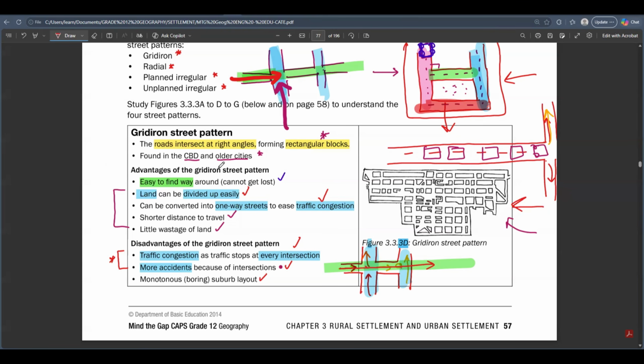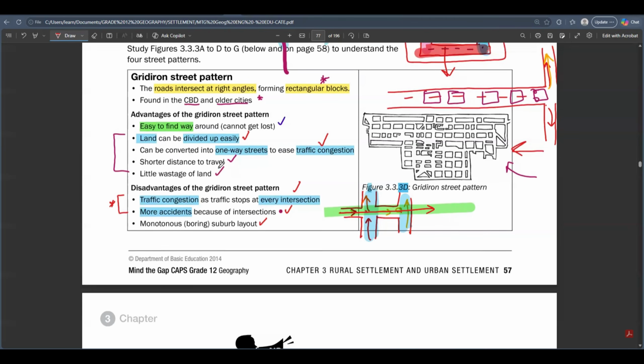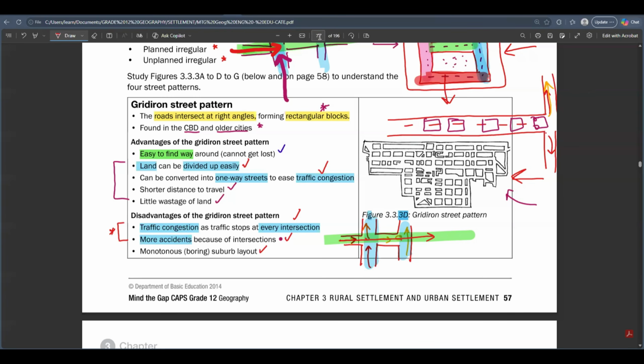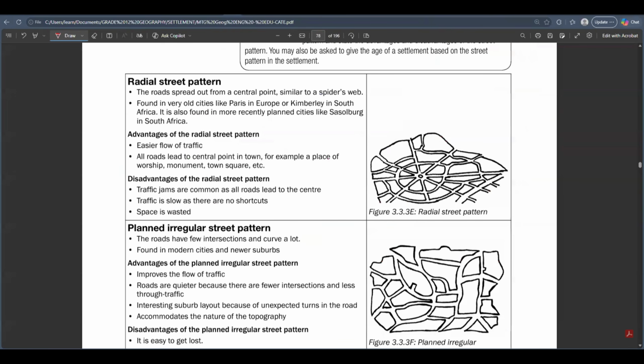Are we still together, grade 12? Are we together, grade 12? Are we still together? Yes, sir. Yes. So that's the grid iron street pattern. Then the remaining ones are easier to understand than the grid iron. That's why I spend the most time on the grid iron, right?